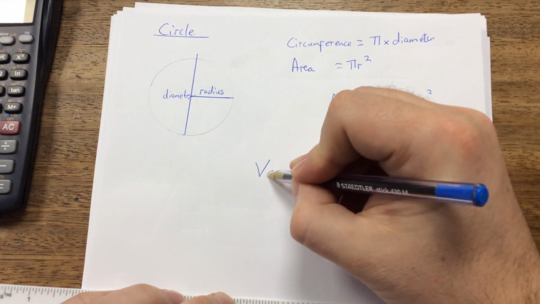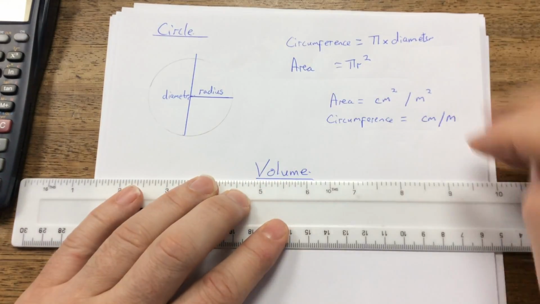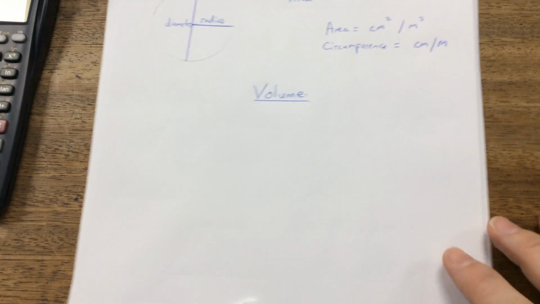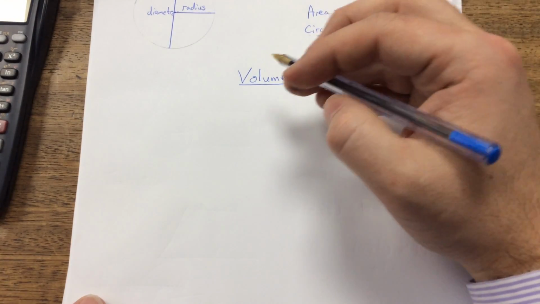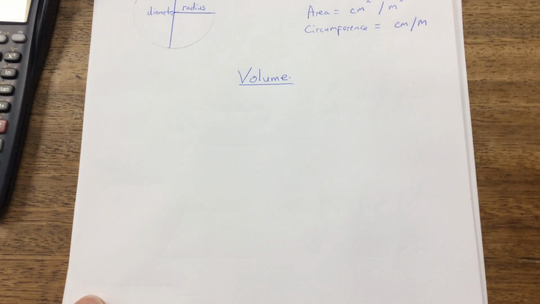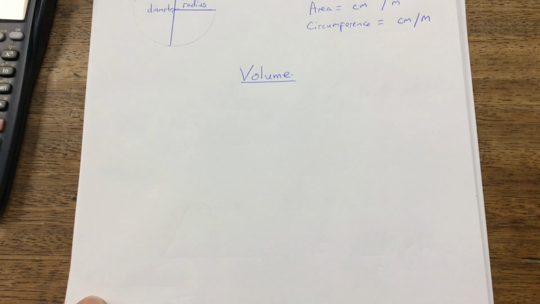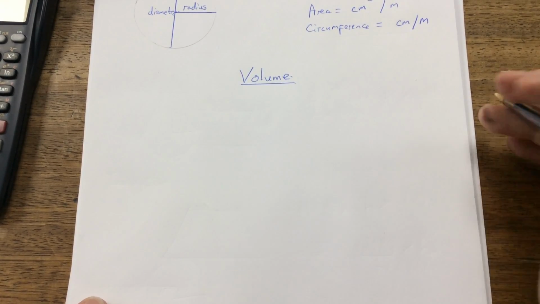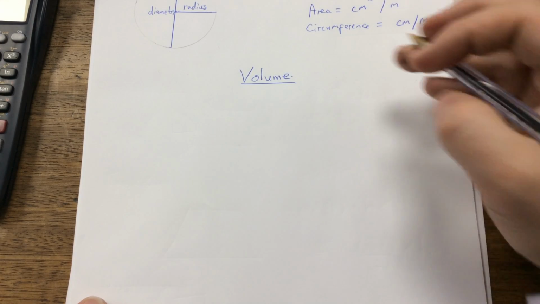Now we're going to look at three-dimensional shapes, and with three-dimensional shapes, we're going to have a quick look at volume. To find the volume of a shape, it depends if it's a prism or not. A prism is a shape that's got the same thickness all the way through. To find the volume of a prism, you need to find the area of a cross-section and multiply by the length going back.